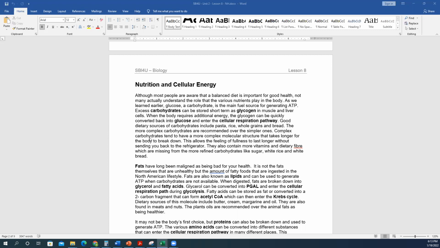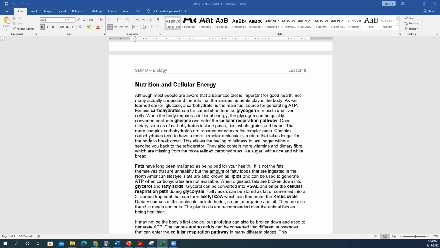And as you probably already know, good sources of carbohydrates include pastas and rices and whole grains and bread. The more complex carbohydrates are typically recommended over the simpler ones because complex carbohydrates tend to have a more complex molecular structure that takes longer for our body to break down.